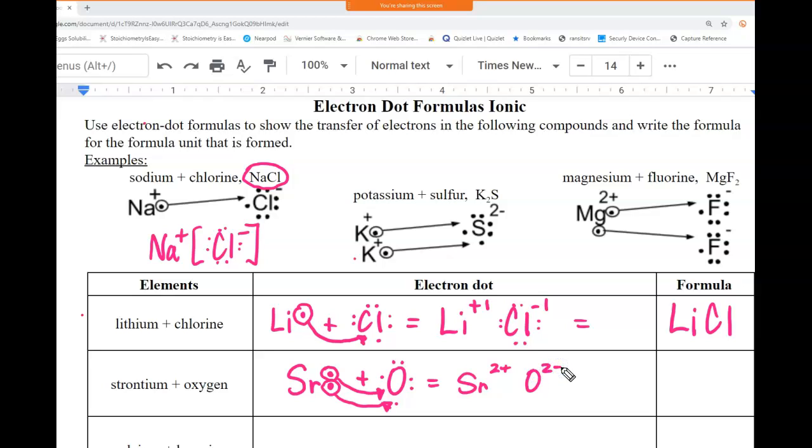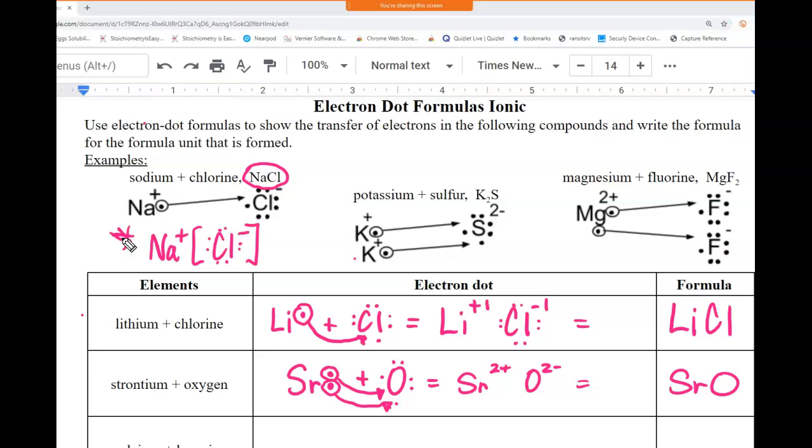Now we're going to put those together to make a compound because they are electrostatically attracted to each other. So 2+ actually cancels out 2-. So we're going to write this as SrO, strontium oxide. All right. So if I were drawing the diagram of it, then going back up to the top here, I would put brackets around it. If I'm just writing the formula, I will not put brackets around it.